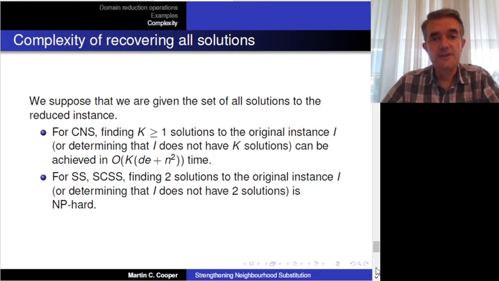Now, we might actually be interested in recovering all solutions after having eliminated values, finding the solutions to the reduced problems. For the conditional neighbourhood substitution, this can actually be done fairly efficiently, at least with polynomial delay. This is similar to what happens with neighbourhood substitution. Unfortunately, for snake substitution, finding two solutions is actually NP hard. So if you really want to recover all solutions, you should not be using snake substitution.